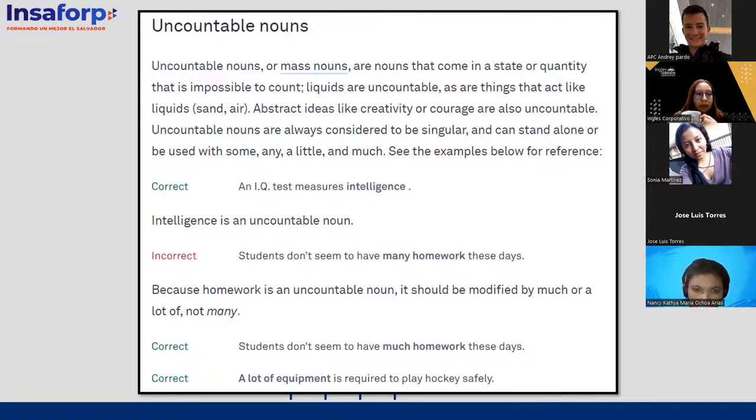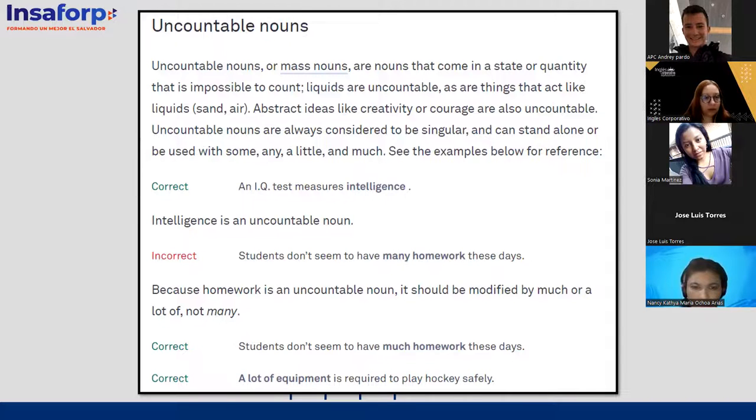O si tengo mucha cantidad, puedo decir much. I have much coffee in this cup. Tengo mucho café en esta taza. A veces también ocupamos a lot of, para ambos, contables y no contables, right?